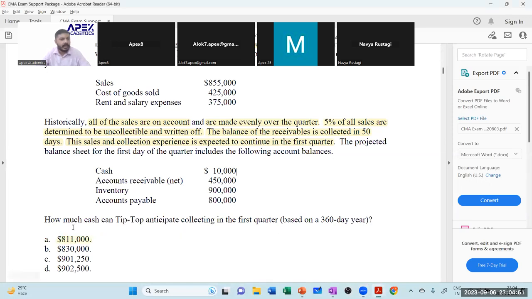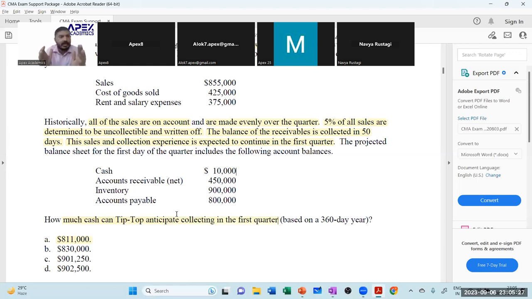Are you with me on that? How much cash can they anticipate collecting? They are only talking about collection. They are not talking about net collection. They are not talking about net cash at the end of the period. They are not talking about net cash closing balance. They are talking about anticipated cash collection, means they are only talking about your inflows. They are not taking into consideration the payment of rent. They are not taking into consideration accounts payable. They are not taking into consideration payment towards inventories. They are not taking into consideration any of those aspects.